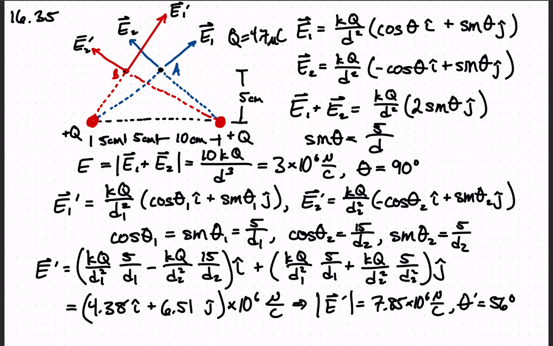And to get the angle, we just use the arctangent, and we figure out that the angle between this axis here and the resultant vector is 56 degrees. That makes sense because we expect the resultant vector to be between these two. So we know that it should be at least 45 degrees, and we get that it is indeed 56 degrees.